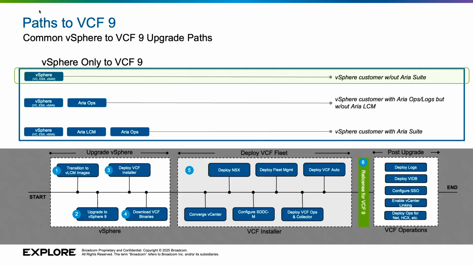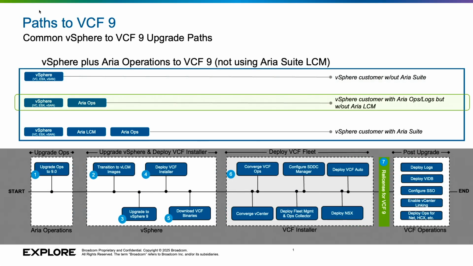Now, what if I'm a shop that has vSphere plus ARIA operations? How many of you fall in this category? Okay, looks like a good number of you. Notice that the path changes slightly. Because I have operations running, I'm going to start by upgrading my ops 8.18 or 8.x version up to ops 9 first. Then I'm going to do my vSphere upgrade. And then when I get to the VCF installer, I can tell the VCF installer to take my vCenter and my existing ops and converge that into my management domain and make my VCF fleet. So same basic process, but the order does change because I have operations.